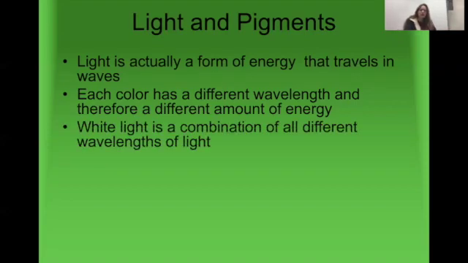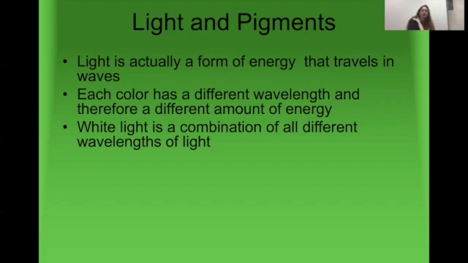So white light, like the white that's probably in your room right now, is a combination of all of those different wavelengths, of all of the different colors. Black is the absence of color. And when you see a color, you are seeing the color that is actually being reflected to your eye.